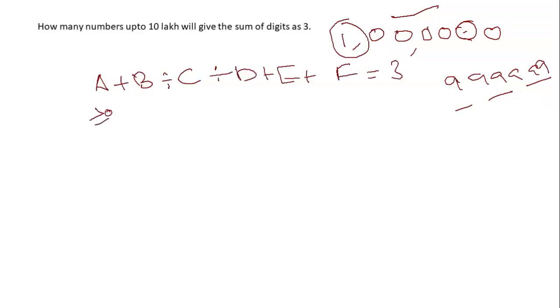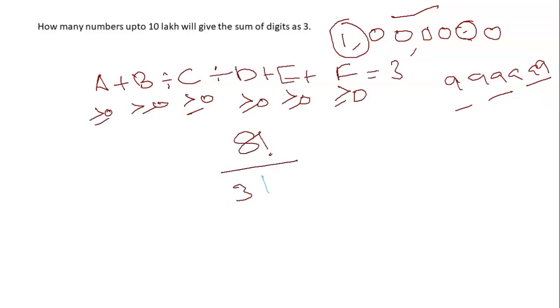Greater than equal to 0, greater than equal to 0, greater than equal to 0, greater than equal to 0. That's why I always say, stick to one particular technique and just build up on that. So answer on 3 plus எவ்வளோ plus signs இருக்கு? 5 இருக்கு. So 8 factorial divided by 3 factorial into 5 factorial.